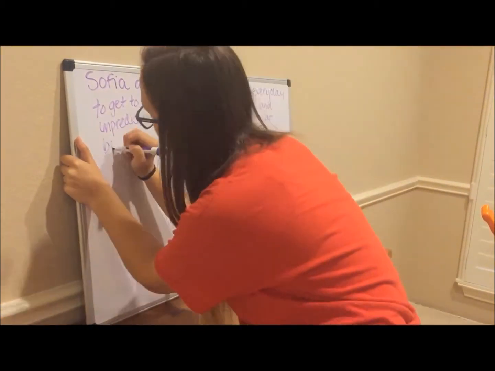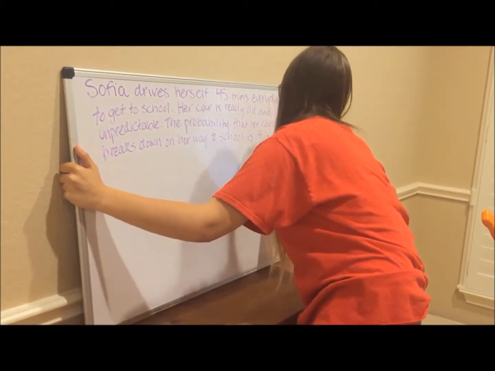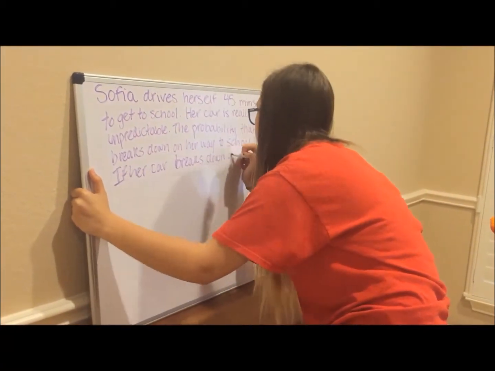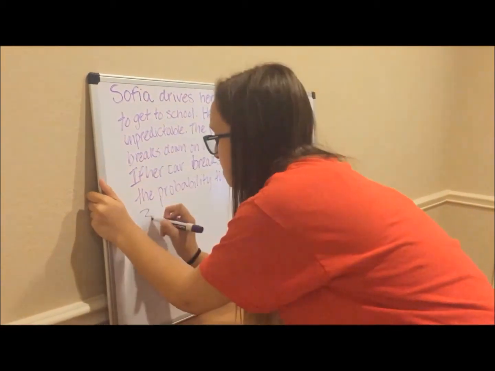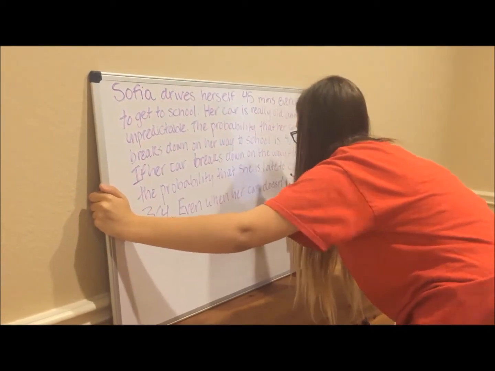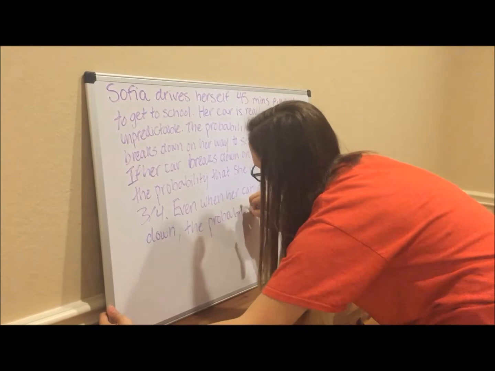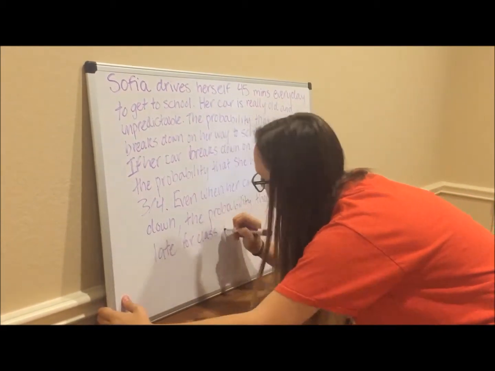The probability that her car breaks down on her way to school is 4/9. If her car breaks down on the way to school, the probability that she is late to class is 3/4. Even when her car doesn't break down, the probability that she is late for class is 3/8.